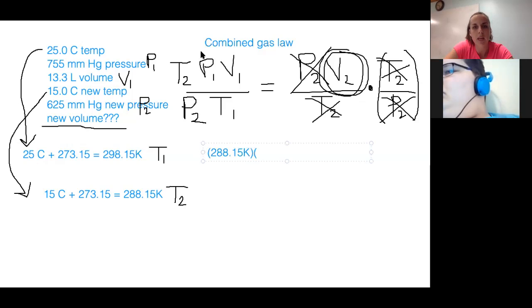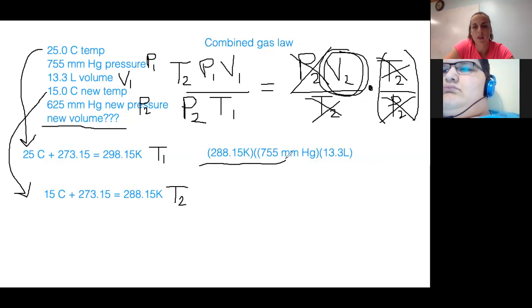Next, I have P1, which is 755 millimeters of mercury. Then I have V1, which was 13.3 liters. That's all in my numerator here: T2, P1, V1. Okay, now I'm gonna work on my denominator. This is the T here, P2 times T1.